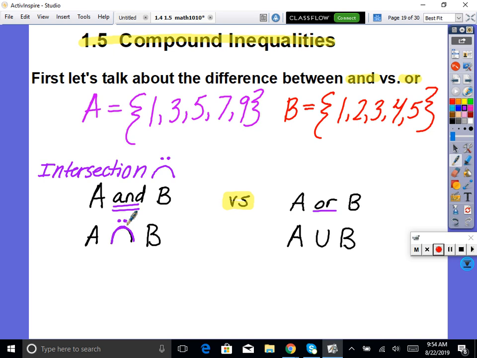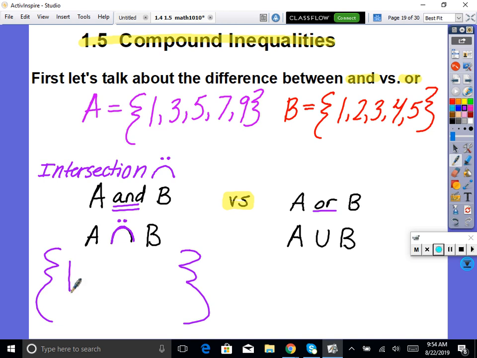Now think of it like this. For example, if there's a clique, a group of friends or whatever, they're picky about who they let hang out with them, right? So in our answer set here, this is the picky friend group. They're only allowed if they're both in A and B. It's where they intersect. So let's look. Set A has a 1. Does set B have a 1? Yes. So 1 is considered to be intersecting.